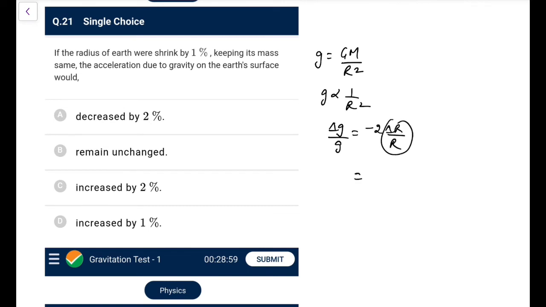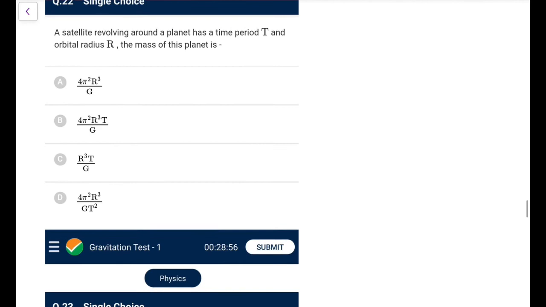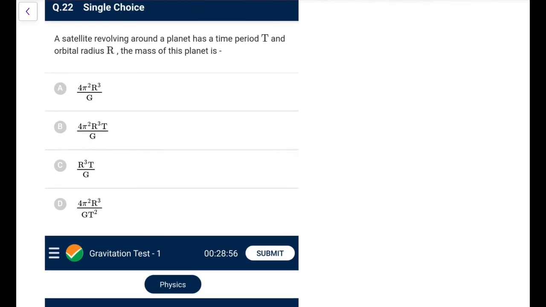If the earth's radius shrinks by 1%, keeping its mass the same, what is the acceleration due to gravity? You know g is GM/r². So g is inversely proportional to r². For small changes, Δg/g is -2Δr/r. Because r is decreasing by 1%, so -1%, it will become +2%. So it means it will increase by 2%. Go for option C.